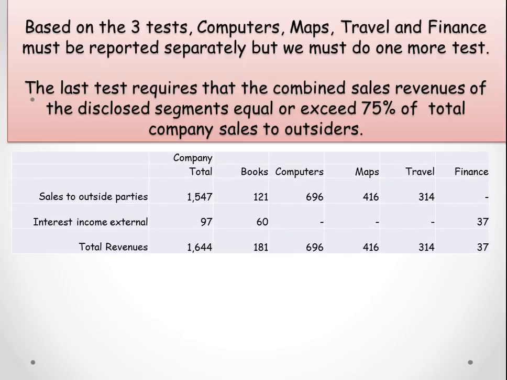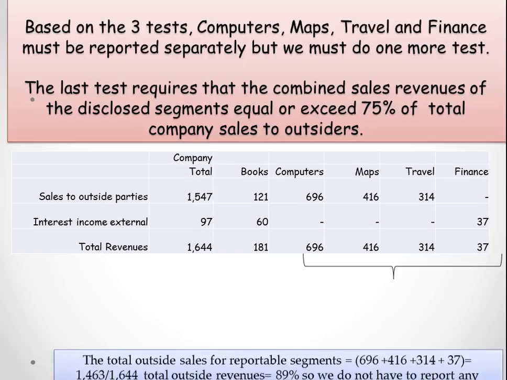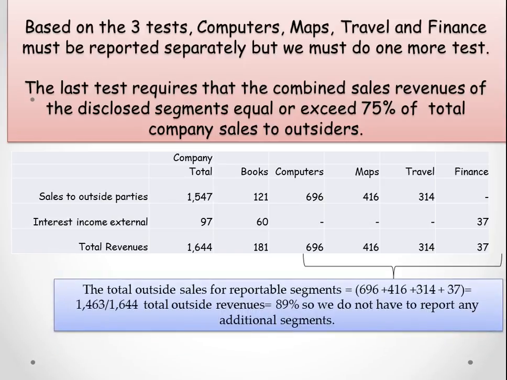So, we know total outside sales are 1644. So we're going to add these up, the ones we have to report, and we get 1463. We divide by our total of 1644, and we get 89%, which exceeds our 75%, so we don't have to separate anymore. Now, the other thing that we have to show separately is major customers.